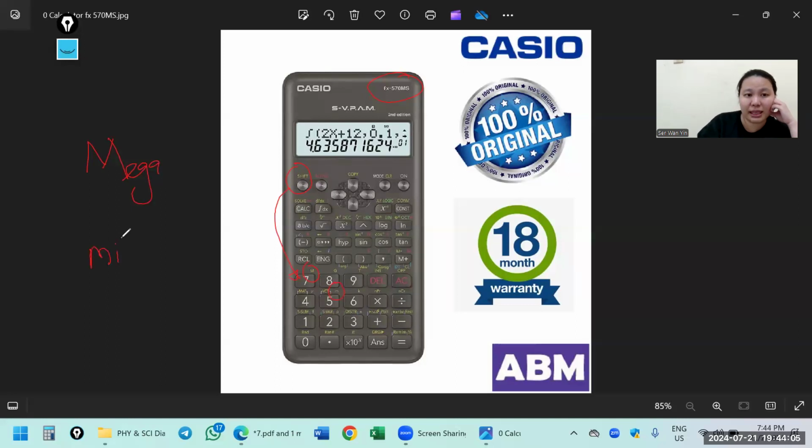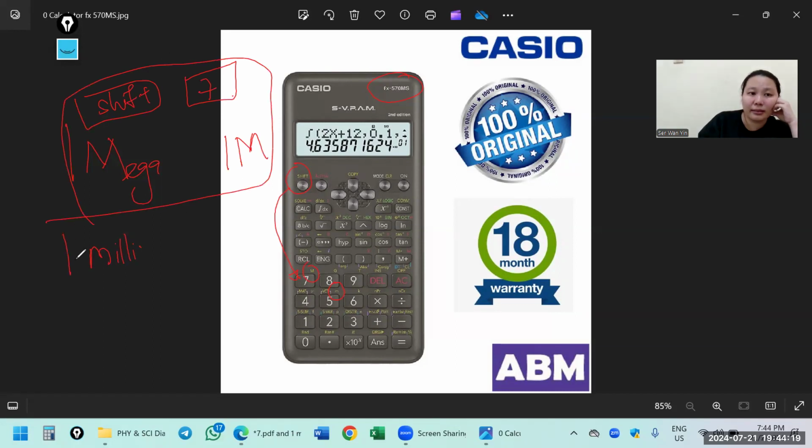Small m is milli. If you press 1, then shift, then 7, you will see 1 mega. So for 1 milli, you must press 1 first. If you just directly press milli, you get nothing. So 1 milli, you will get 1 milli, and you press equal again, you will get 1 times 10 powers of negative 3.